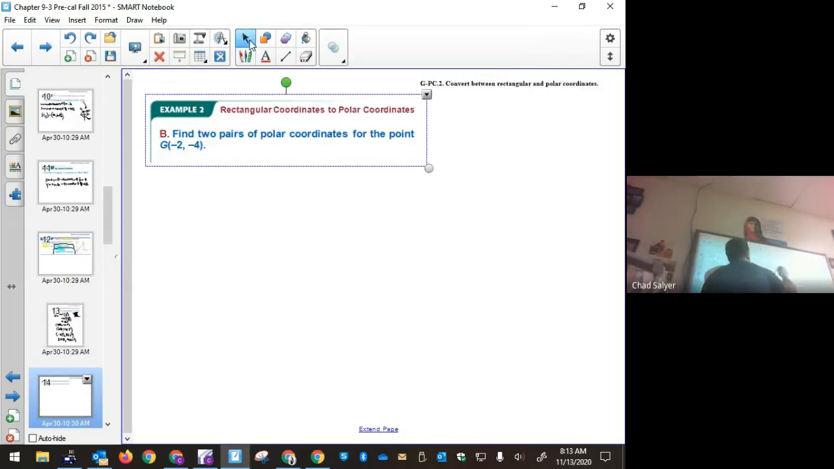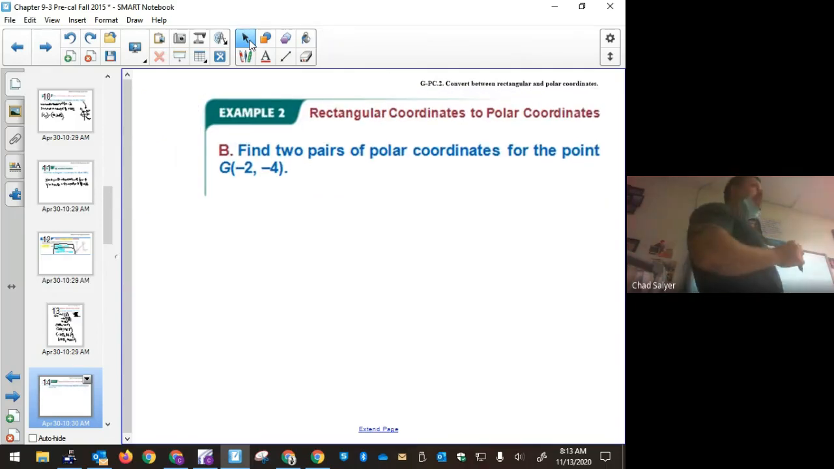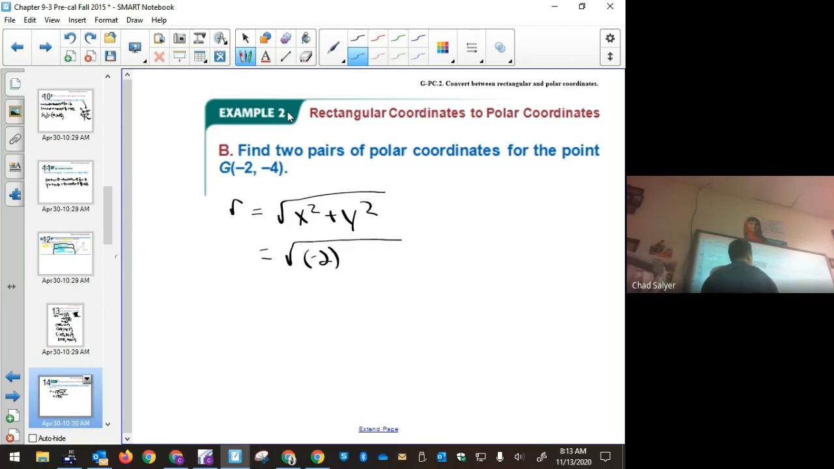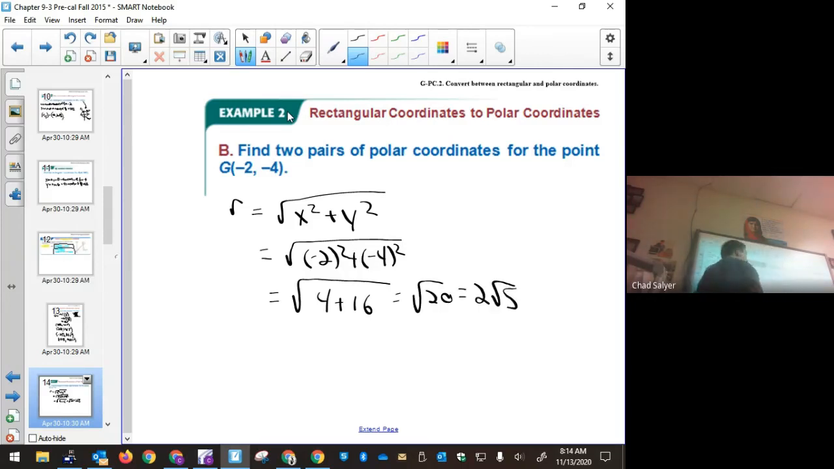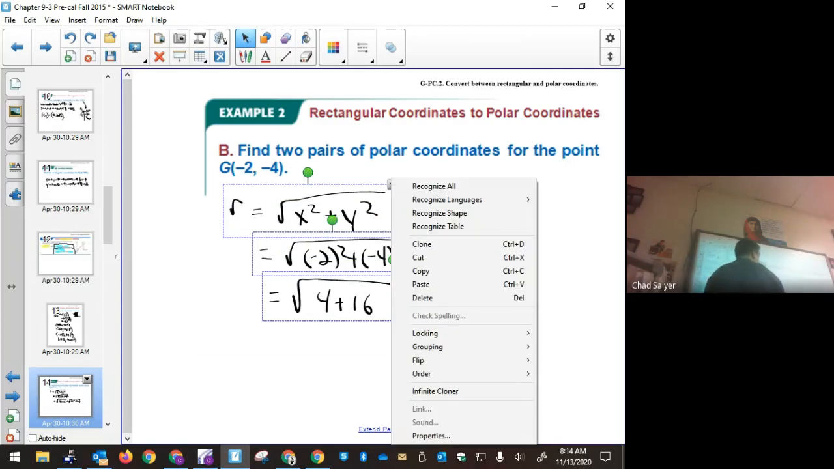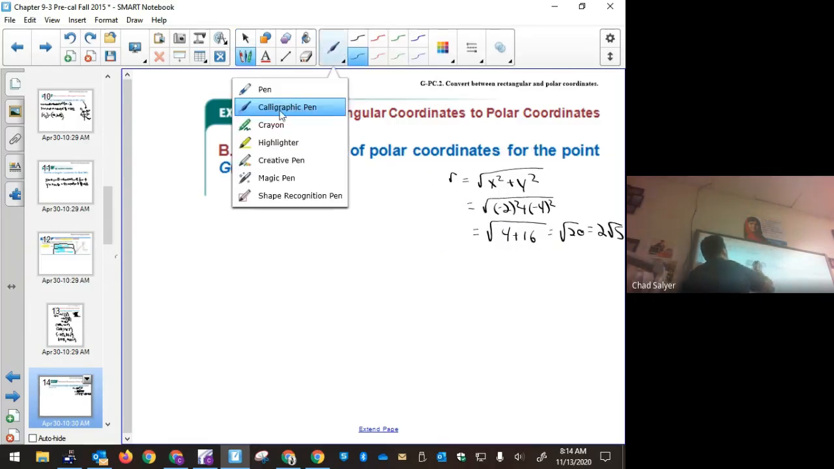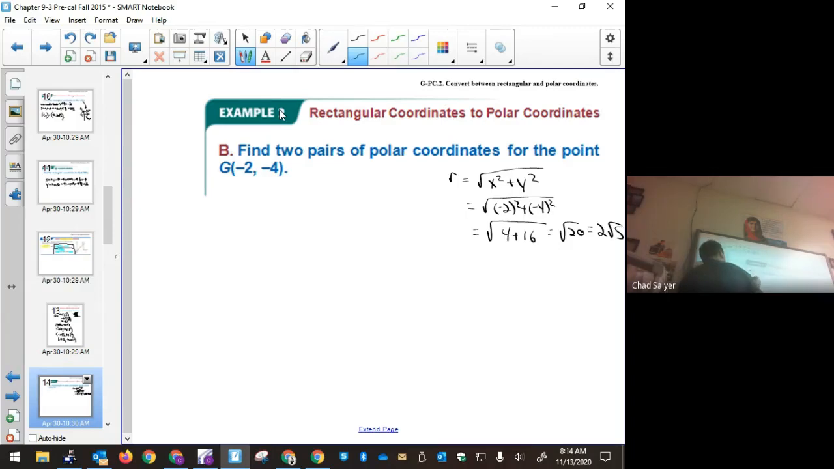Here's another one. Notice our x is negative this time. That's potentially problematic because we can't just take the tangent inverse for our theta. So let's do r. r is the square root of x squared plus y squared, which is negative 2 squared plus negative 4 squared, 4 plus 16, radical 20, 2 on the square root of 5. Same as last problem. Boring. Okay, we need some driving, dude. Okay, so finding theta will be a little different here.